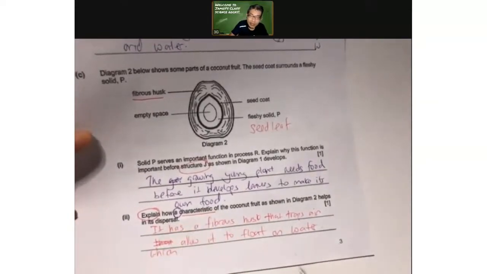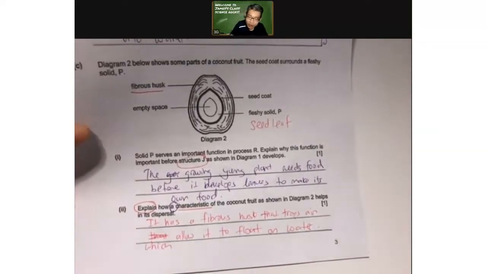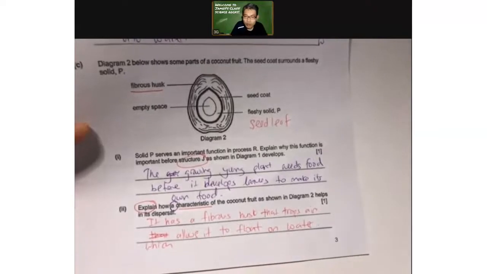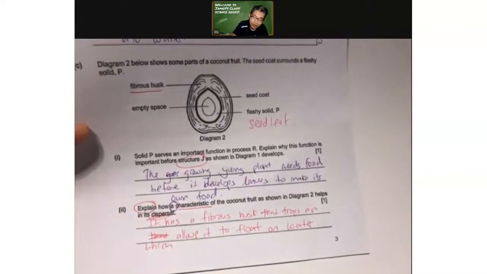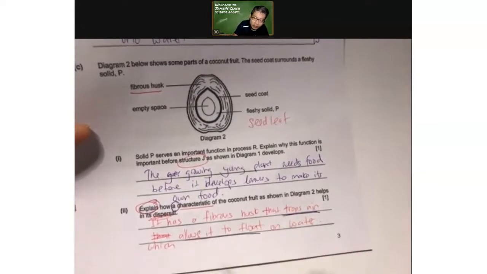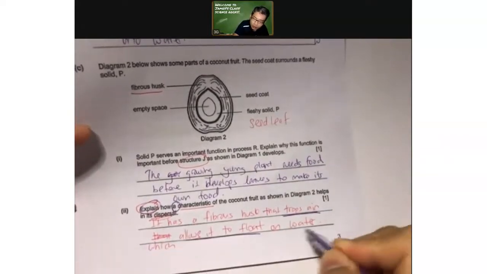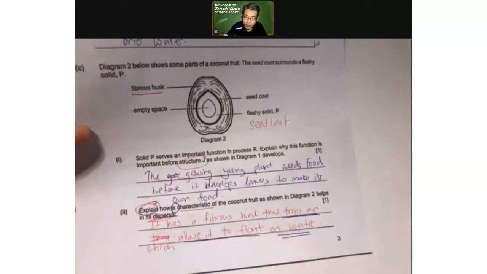Okay, so it has a fibrous husk that traps air, which allows it to float on water. And then this talks about the dispersal. So you notice the answer here has explanation, which is the trapping air, allowing it to float. Alright, and the dispersal, which is on water. And you need to write this to get your full 1 mark. Let's go to the last question.